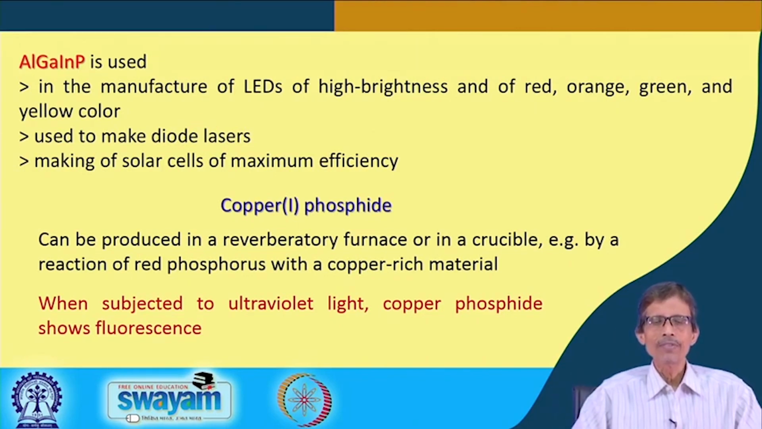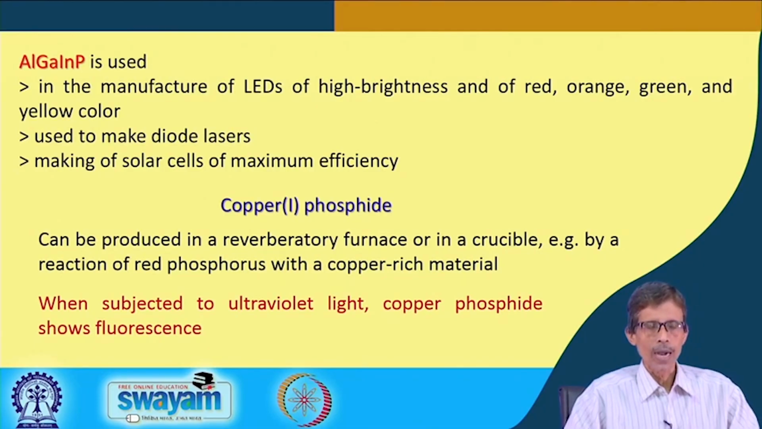So 40% efficiency can be achieved with this aluminum, gallium, indium phosphide for making your solar cell, but definitely since we are handling indium, which is a very costly metal, then gallium also, aluminum is definitely a cheaper one, but the introduction of gallium and indium makes this material a costly one. So you should also consider the cost effectiveness, not only the efficiency of your conversion of the solar radiation.